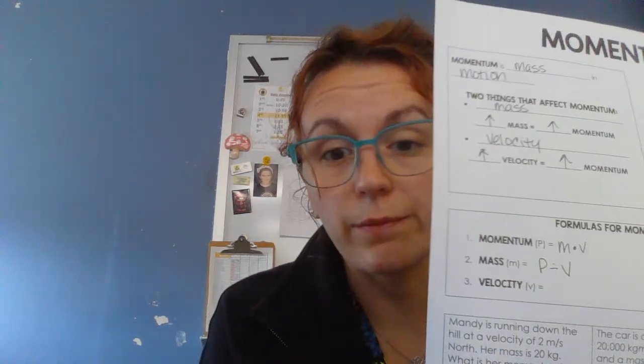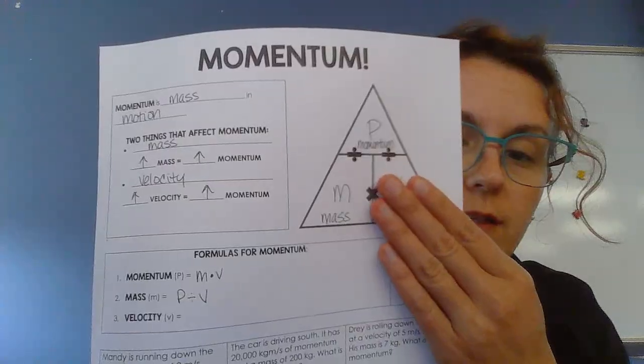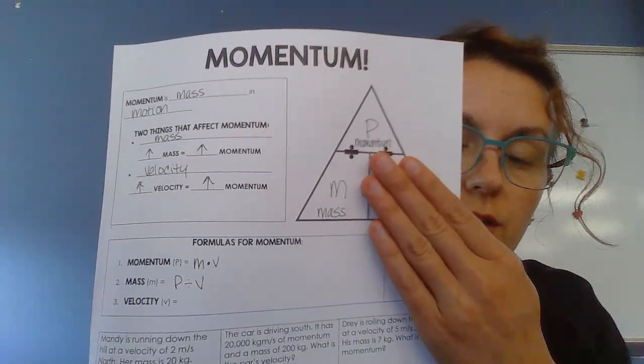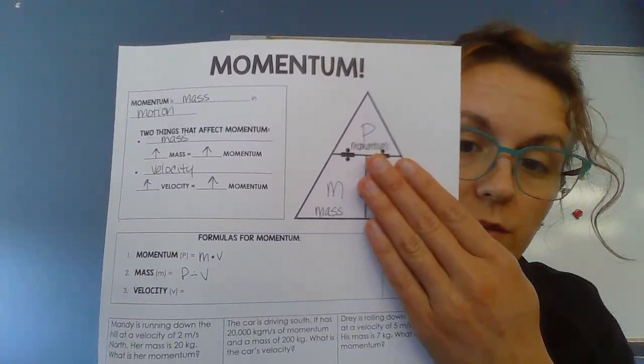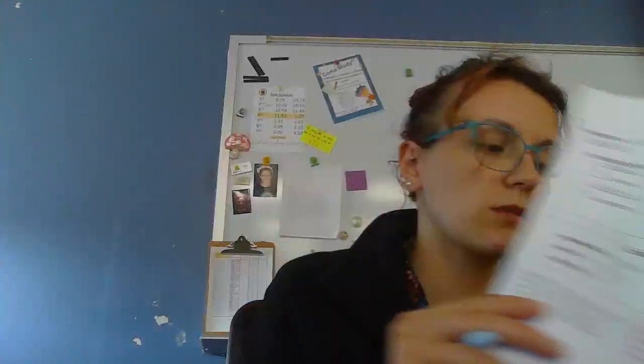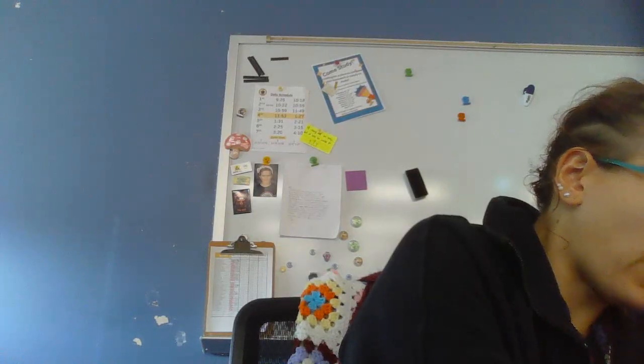All right, next one, velocity. So when we look back over here, we're going to cover up velocity. Our velocity is going to be momentum divided by mass. So we have momentum divided by mass.